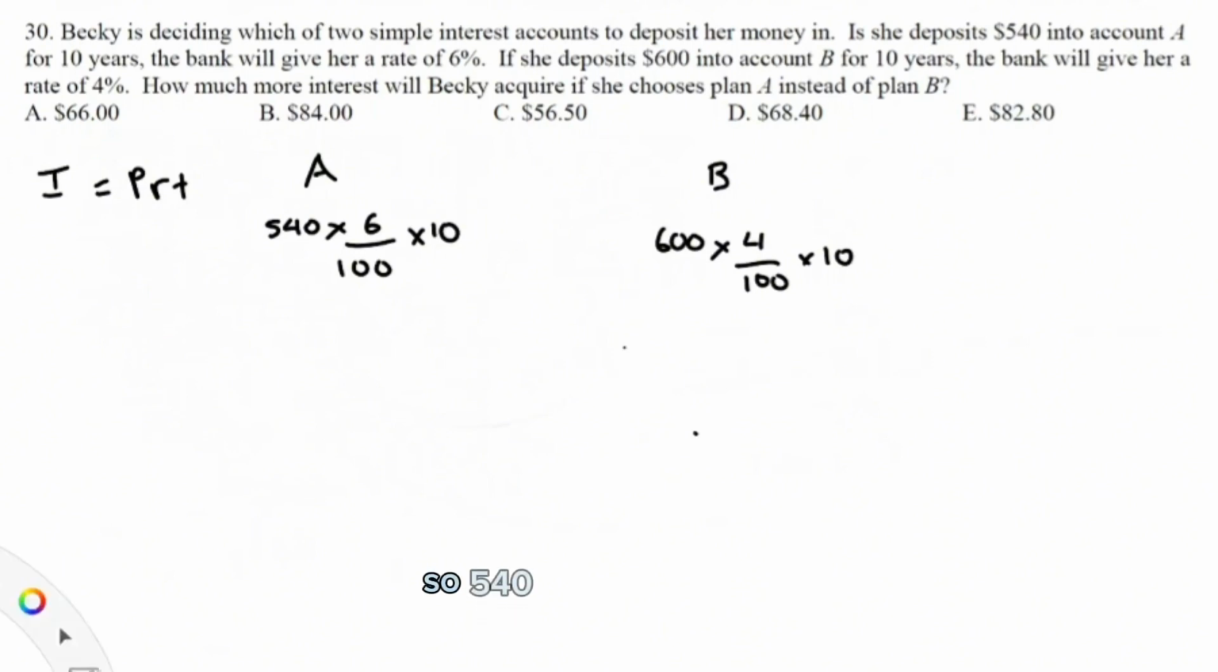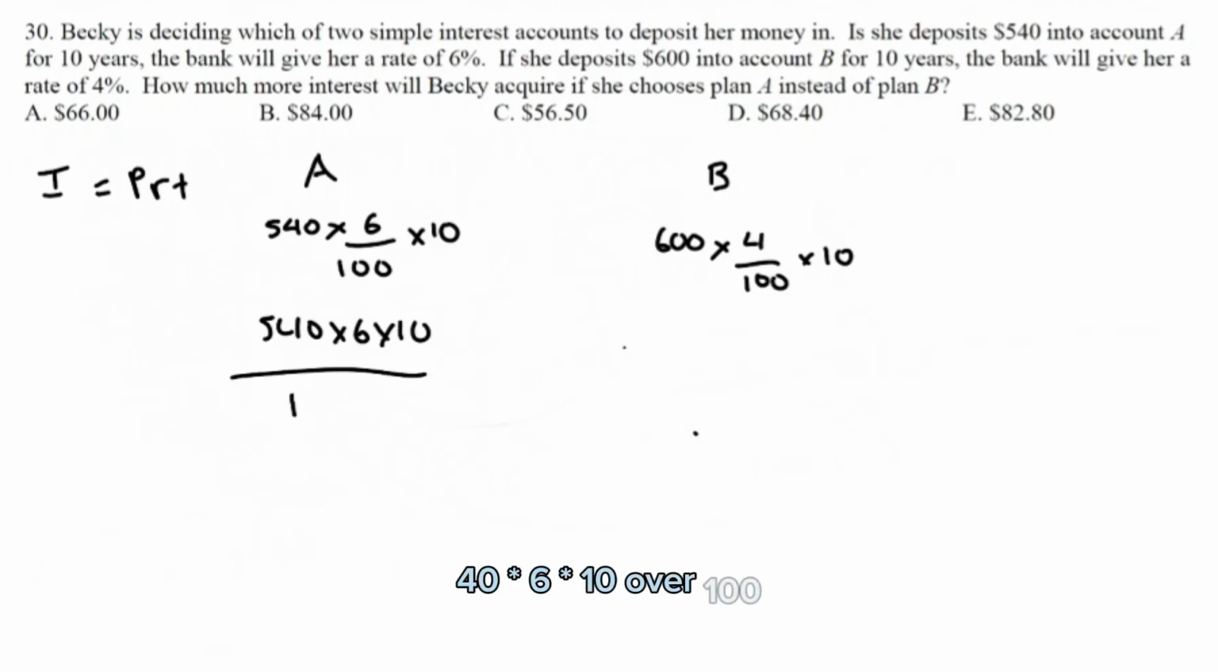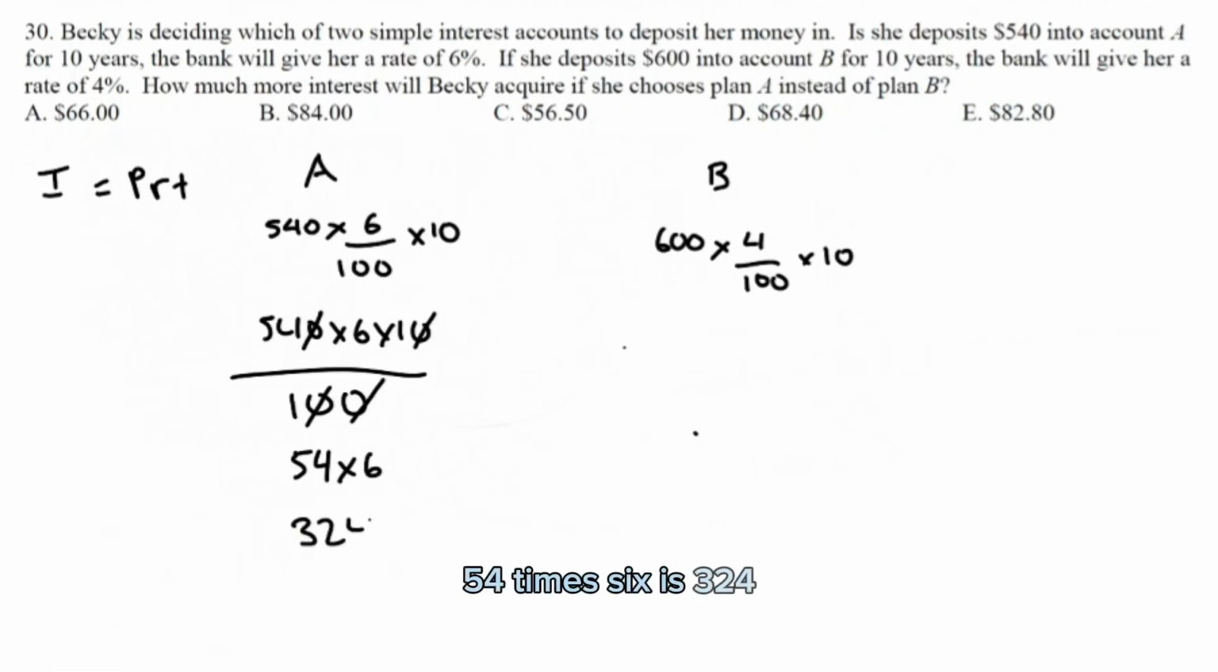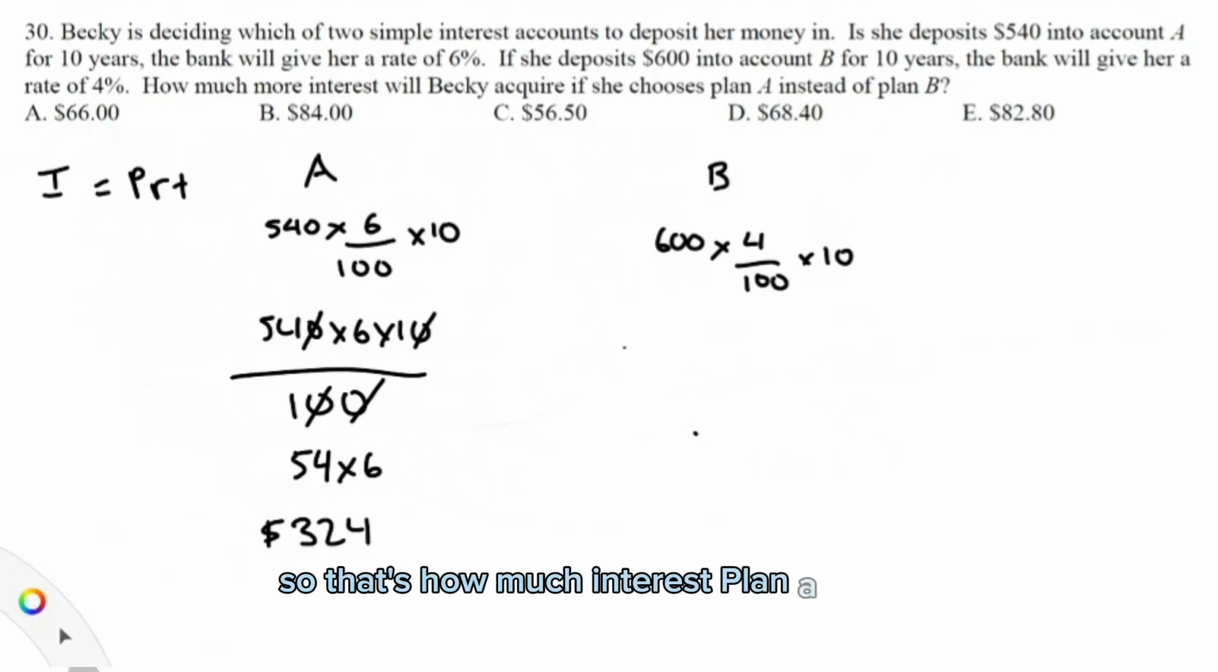So 540 times 6 over 100 times 10. We can write this as 540 times 6 times 10 over 100. Now that we have this, we can cancel out these 2 zeros and cancel out these 2 zeros. So now it's just 54 times 6 times 1. We don't need to write the times 1. So that's just 54 times 6. 54 times 6 is 324. So that's how much interest plan A would get.